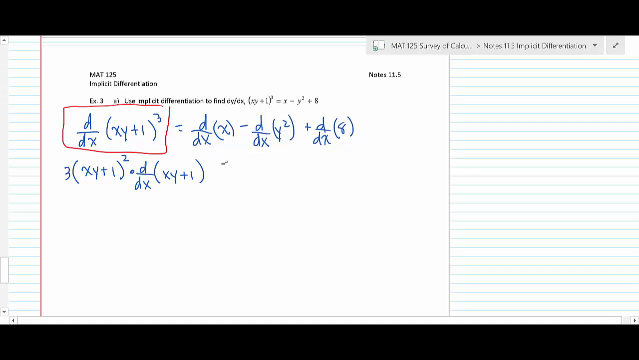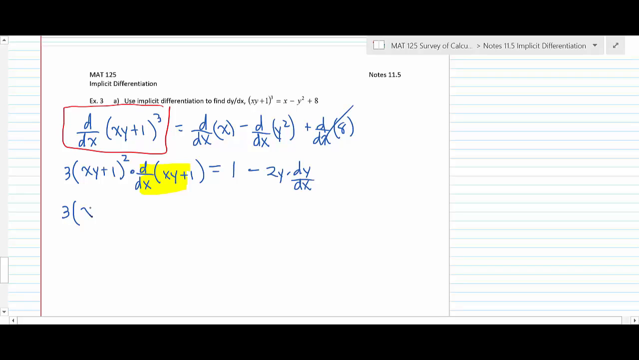Okay, now the right side should be pretty straightforward. What's the derivative of x? 1. Derivative of y squared? 2y times dy over dx, and of course derivative of 8 is 0, so you don't even have to put anything there. Okay, so we got that. So that means the next thing you need to focus on is doing this derivative. And everything else, just kind of bring it down.